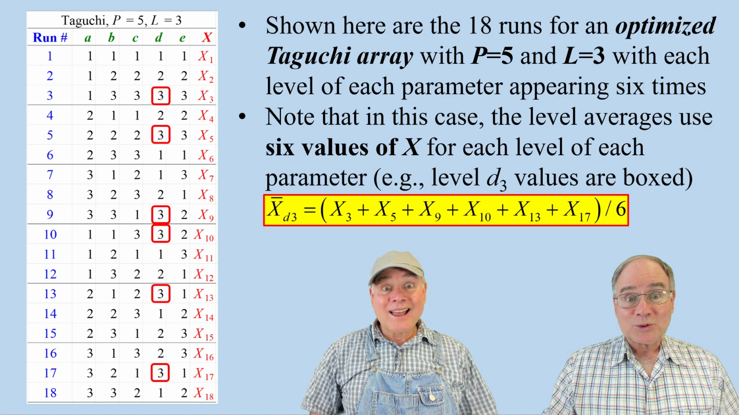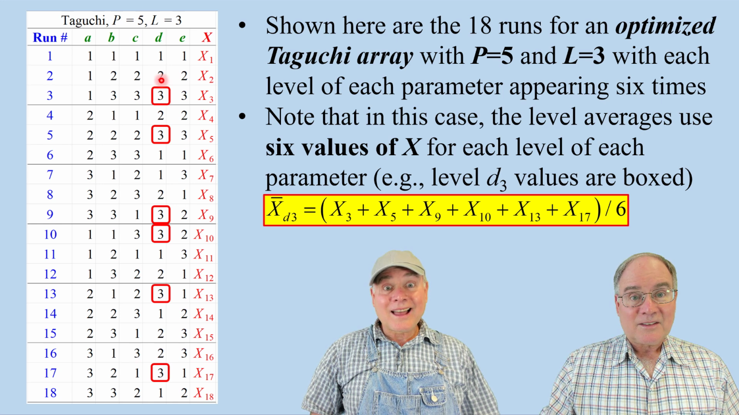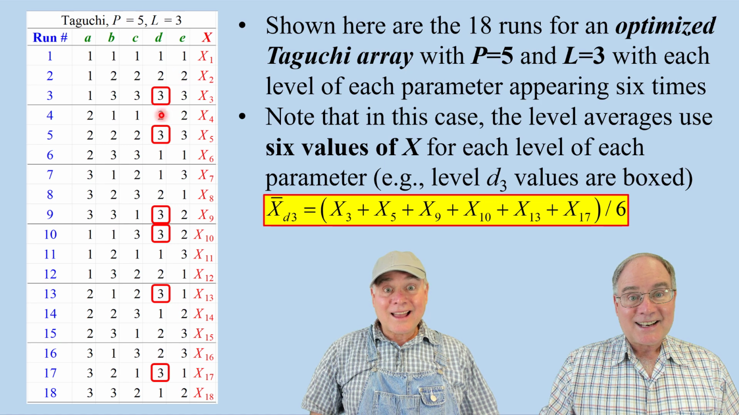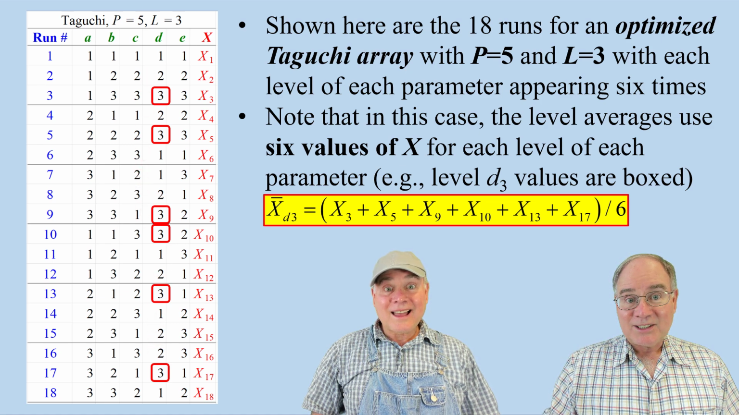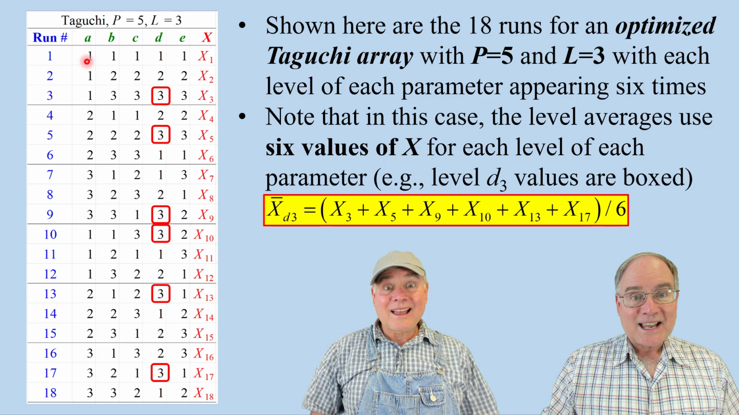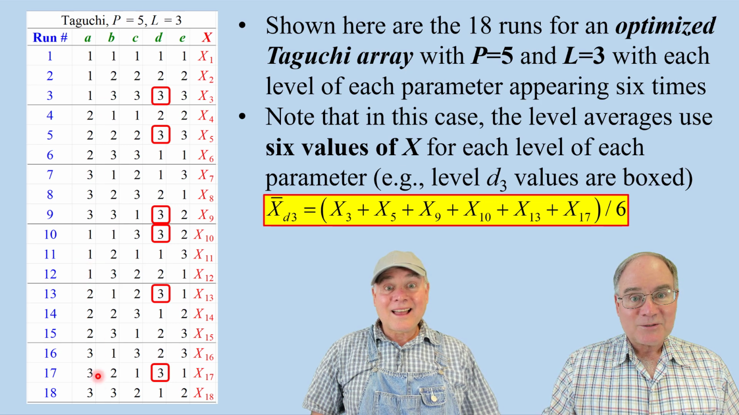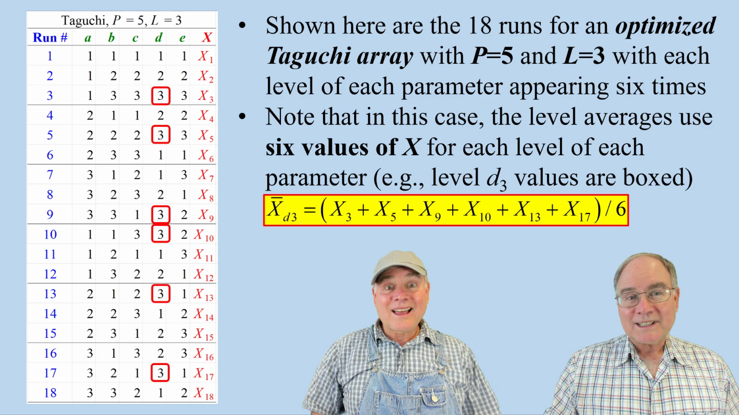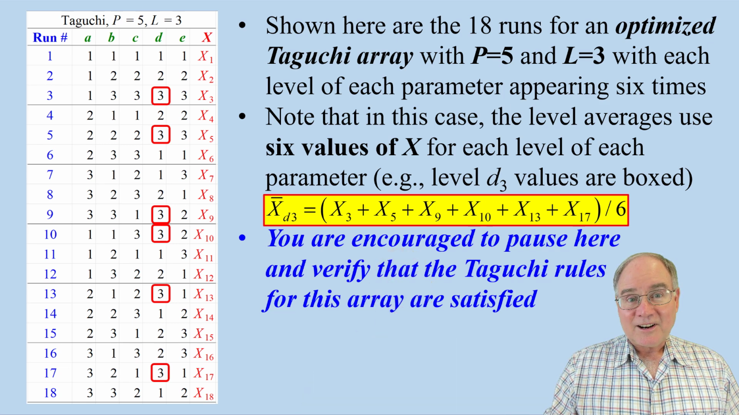But remember, our rule 2 does not say no repetitions, but to minimize the repetitions. For example, there's also a 2-2 and another 2-2, but you won't find any D2, E2 values again in any other row. You can see this with any two levels of two parameters. For example, A1 and C1 appears again down here, but nowhere else in the array. So each one of these repetitions appears twice. So our rule is satisfied. Thank you, sir. You're encouraged to pause here and verify that the Taguchi rules are all satisfied.